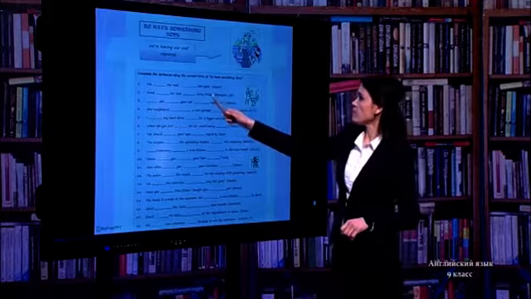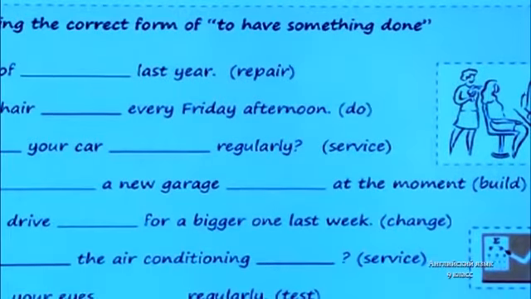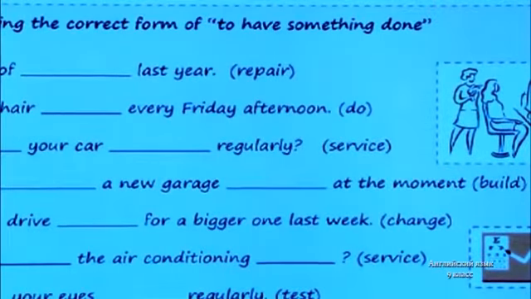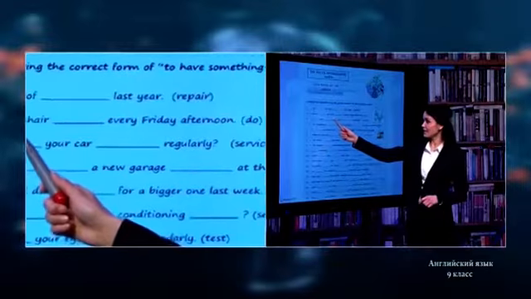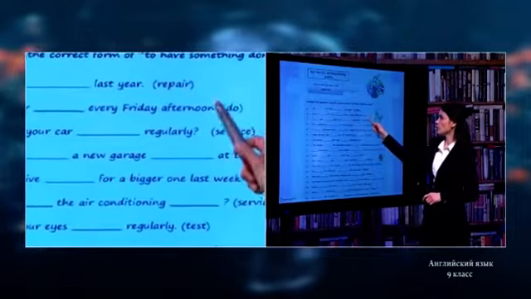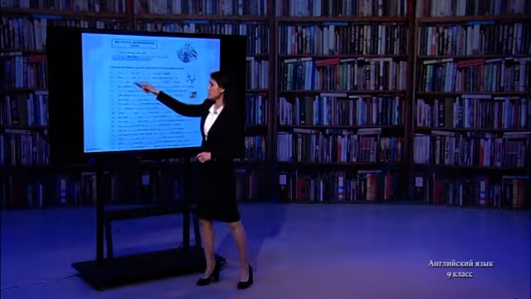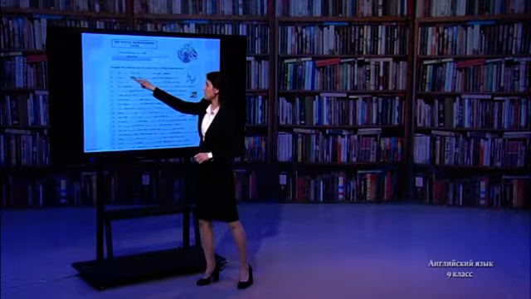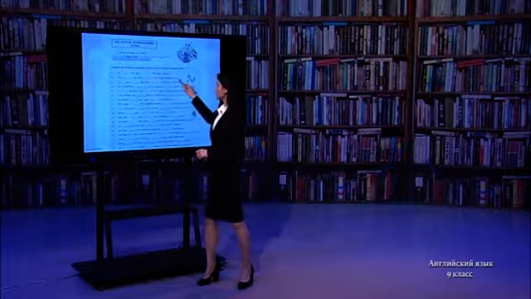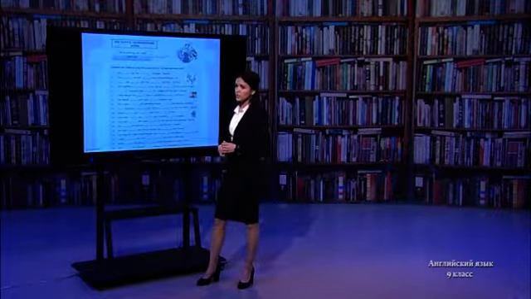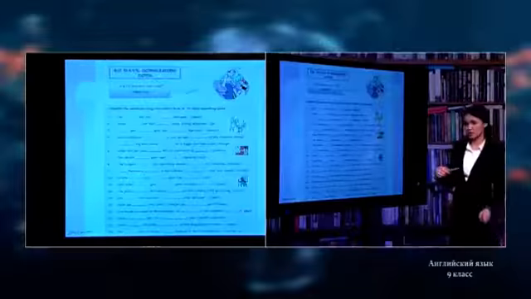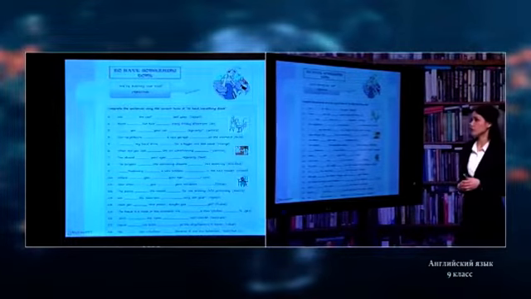Well, next one. Every Friday afternoon. That means this is a signal word of present simple. So every Friday afternoon, that means present simple. Anne has her hair done. The third form of do is done. Anne has her hair done every Friday afternoon because she doesn't like long hair, for example.